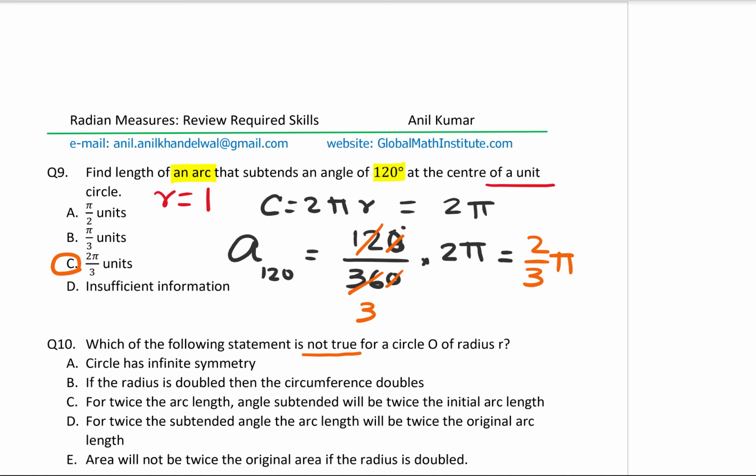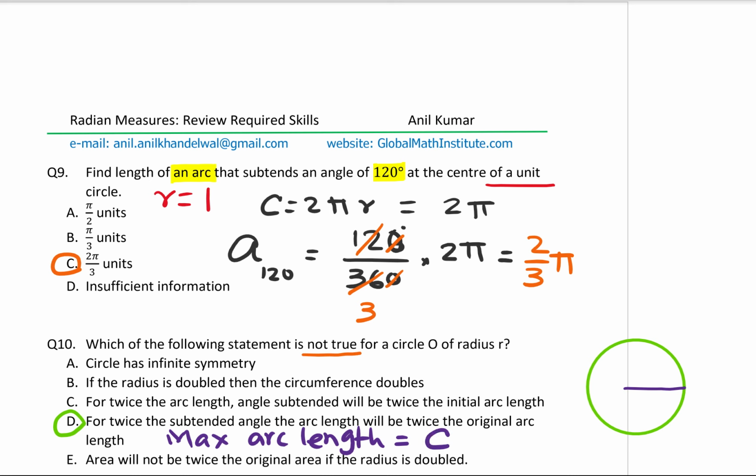Here, let me sketch a circle for you so that it becomes easier for me to explain the solution, right? So here is a circle for us. We have all the conditions. The condition which is not really true is which one? For twice the subtended angle, arc length will be twice the original arc. So that is the answer for the question. Can you tell me why? Okay. So the interesting part here is that in a circle, the maximum arc length equals the circumference C. Is that clear to you?